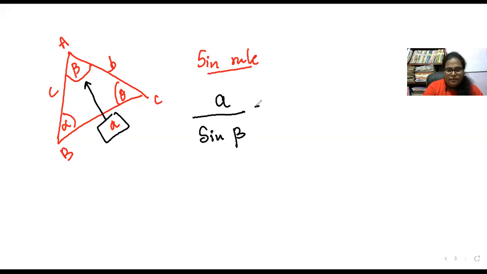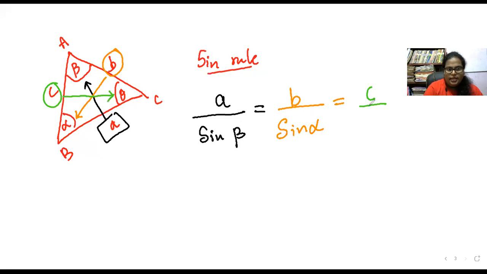And it is equal to, then go to the next one, b. This length is b. What is the opposite angle here? Alpha. So b divide by sine alpha. And we'll see the next one. This side we are taking as c. So c divide by, what is the opposite angle here? Theta. So sine theta. This is the sine rule, right?